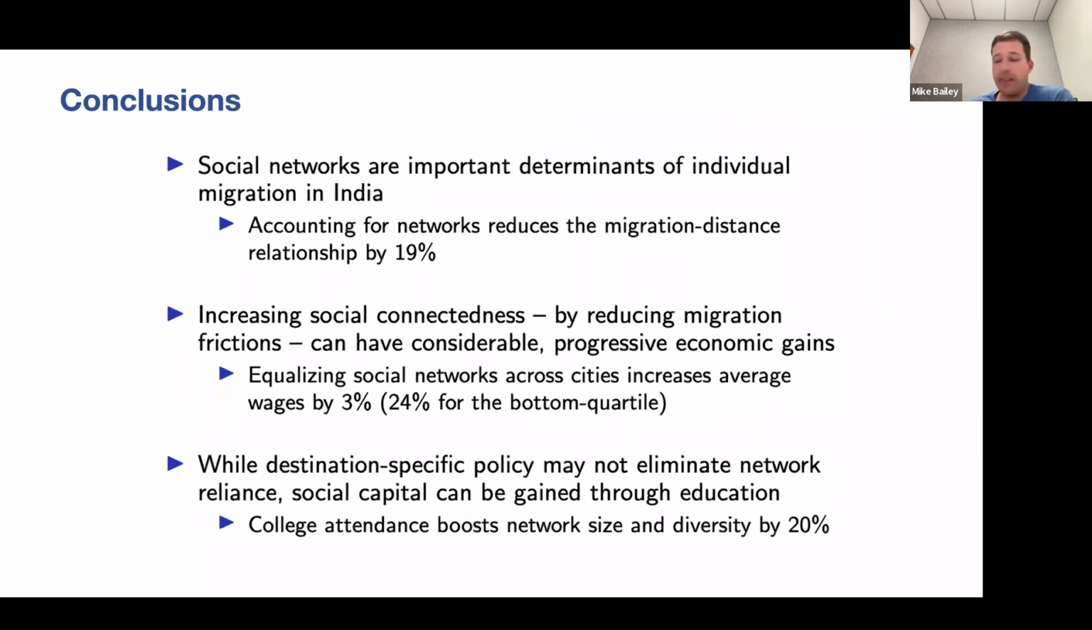So just concluding this second paper, social networks are important determinants of migration. They account for about 20% of the migration distance relationship. We find that an increase in social connectedness can have really big economic gains. In our models, when you equalize social networks across cities, average wages go up by 3% and by about 25% for those in the bottom quartile. And one policy lever here is education. College attendance boosts network size, diversity, and social capital by around 20%.